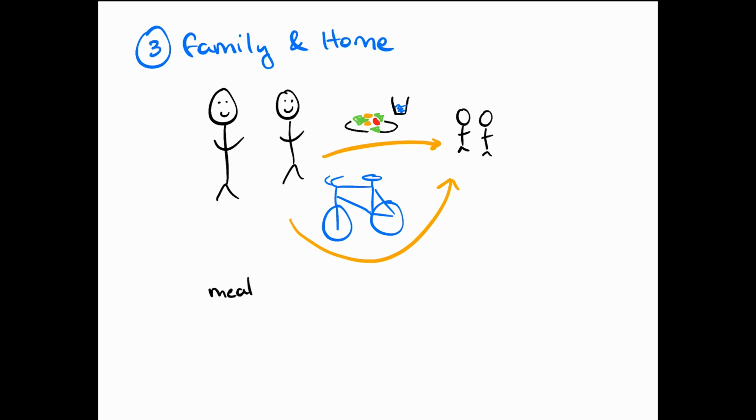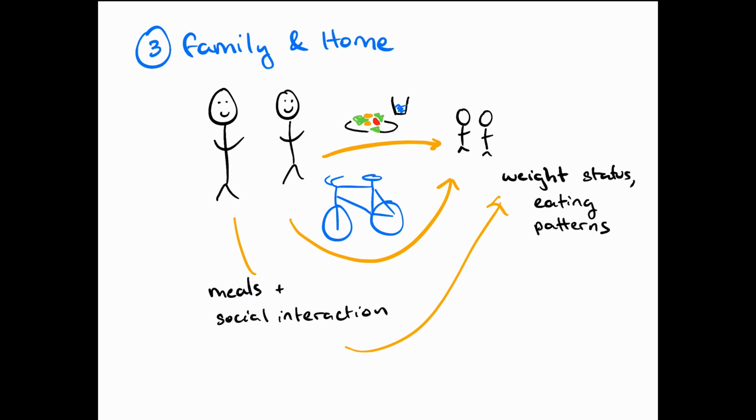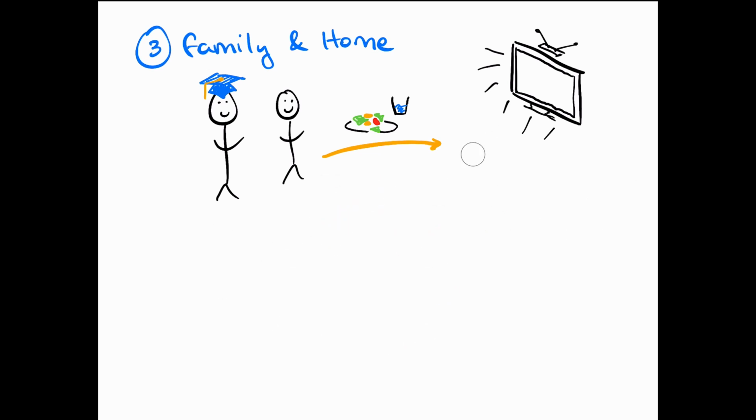Family meals and social interaction during these meals are linked to the child's weight status and the development of their eating patterns. Children with mothers with a high education level consumed more fruits and vegetables than children with mothers of low education level. And cumulative exposure to television food advertising, which is notably higher in groups with lower socioeconomic status, is linked to subsequent fast food consumption as adults.